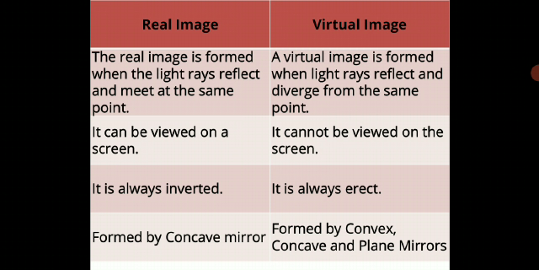And virtual image is formed by convex, concave and plane mirrors as well. It can be formed by convex, concave and plane mirrors. Please take this down in your notebook. Virtual image is always seen by a convex mirror, and sometimes in concave and plane mirrors. But over here, virtual image is always erect and mostly it is seen in a convex mirror and sometimes in concave and plane mirrors, depending upon different factors.